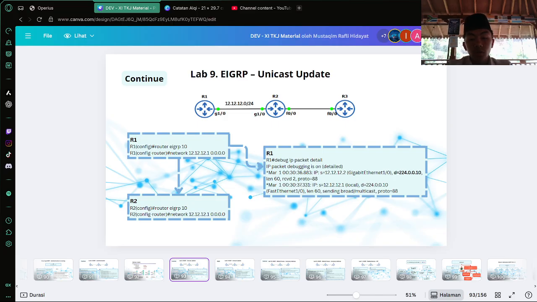12.12.12.1 indicates the source is router 1 and the destination is 224.0.0.10, which indicates the destination is the AGRV multicast group.